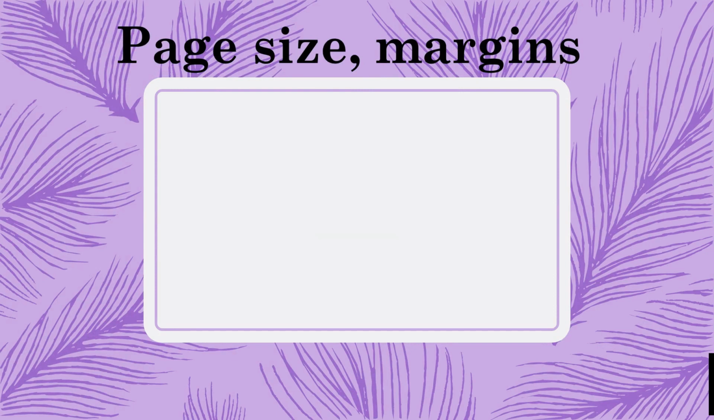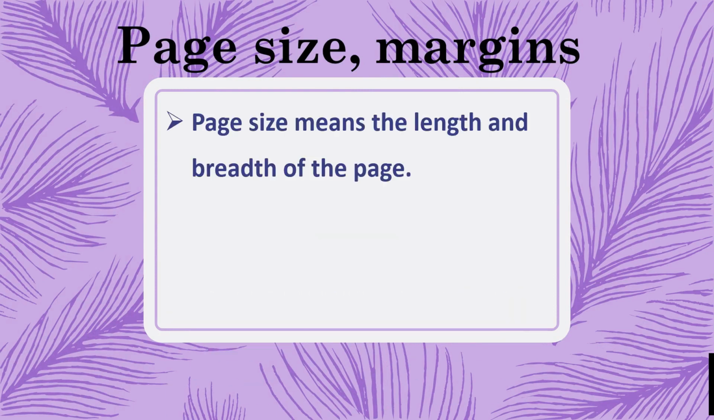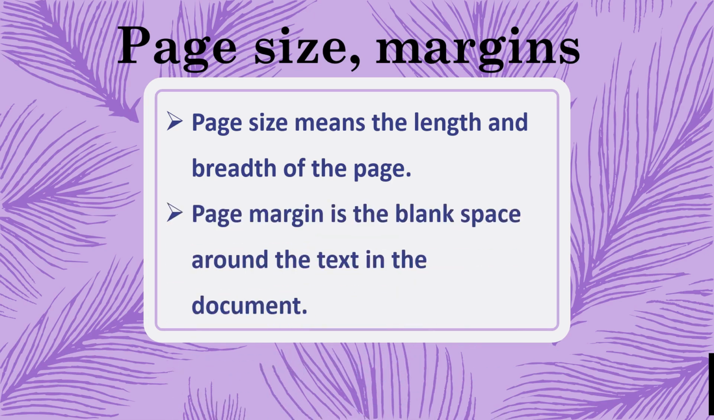Now children, you know whatever you type inside the page depends on the size of the page you use. That means as per our requirement, we can even change the length and breadth of the page. And the blank space that is present all around the text on a particular page is known as the margin. There are basically four types of margin: up, down, left and right.